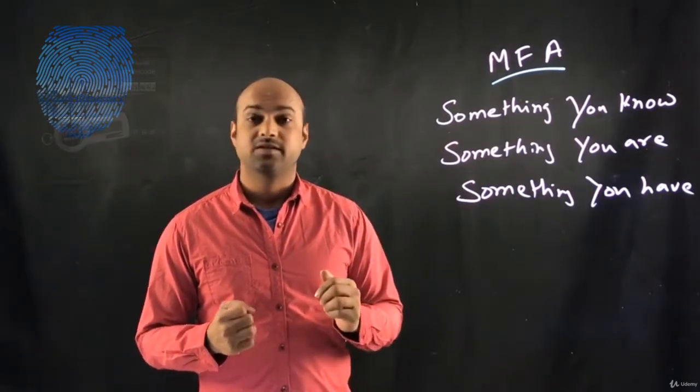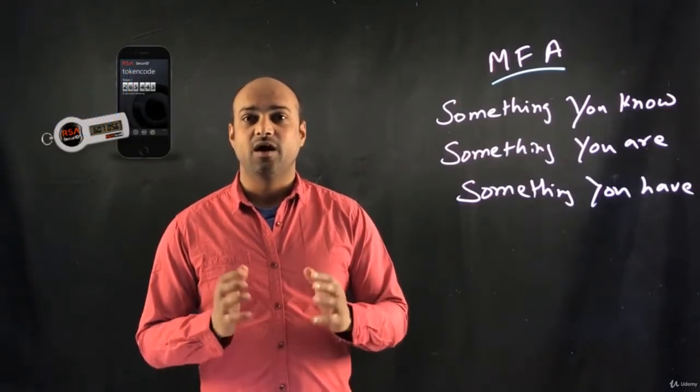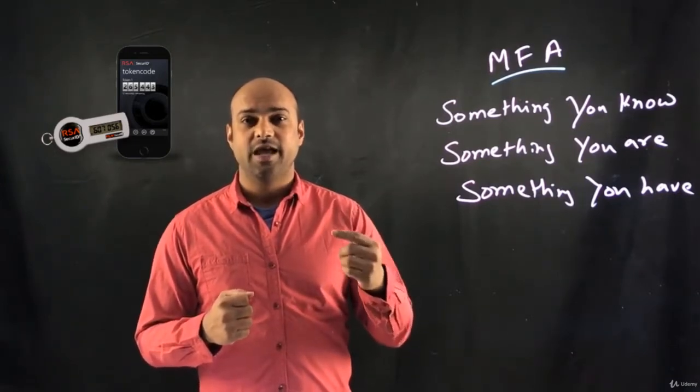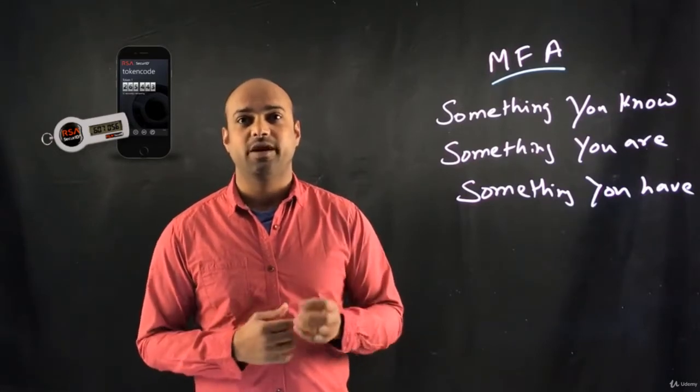The third one is something that you have. Traditionally, we used to use devices like RSA tokens, where you had the number ticking on it every 30 seconds, and you would use that number as a password. So there's an algorithm running behind the scenes.